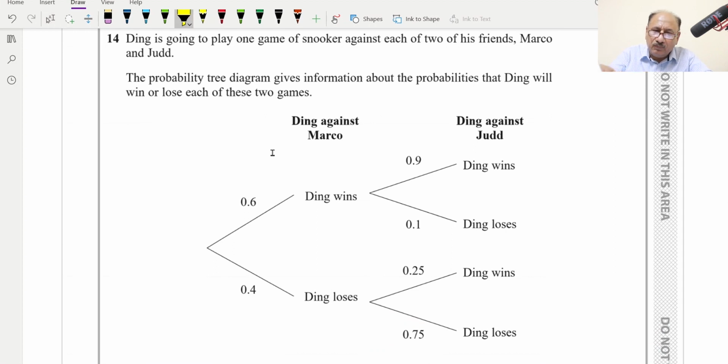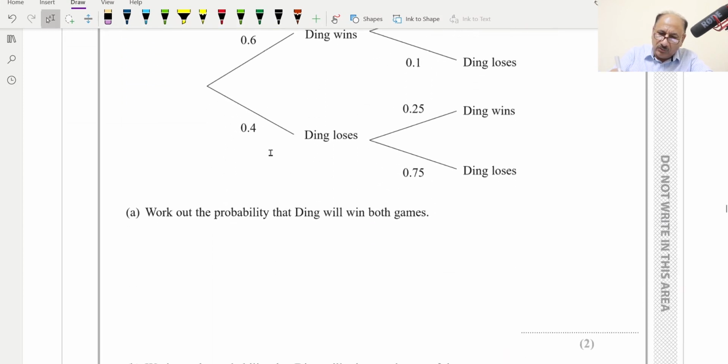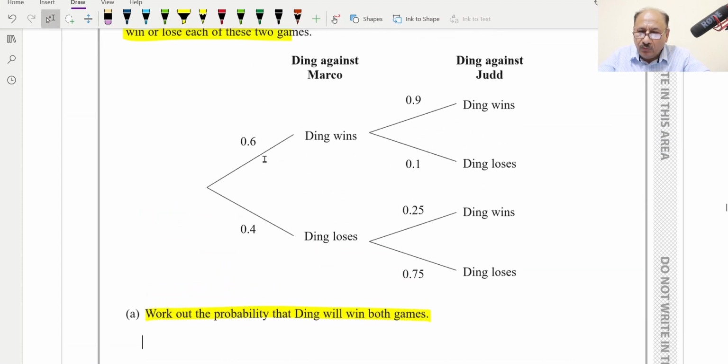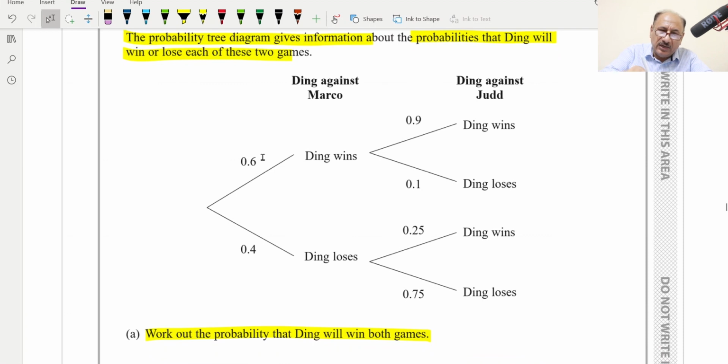Now question number 14. Ding is going to play one game of snooker against each of his friends, Marco and Jude. The probability tree diagram gives information about the probabilities that Ding will win or lose each of these 2 games. So these are the probabilities, and they have provided this one. Work out the probability that Ding will win both games. Winning both will be what? Win and win. So win will be this one and win will be this one.